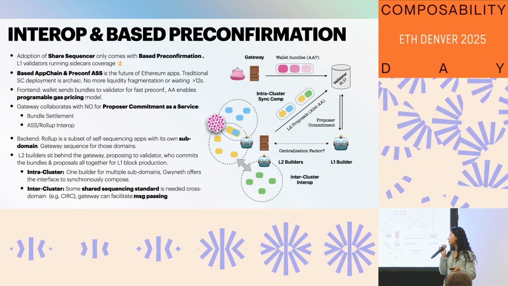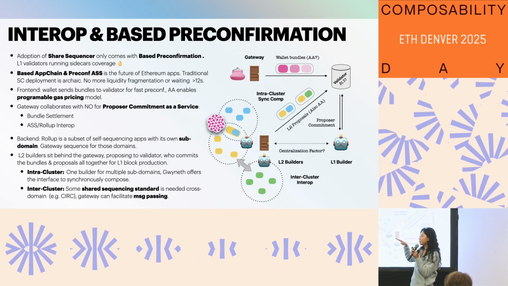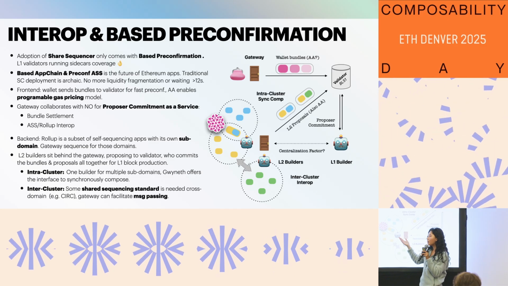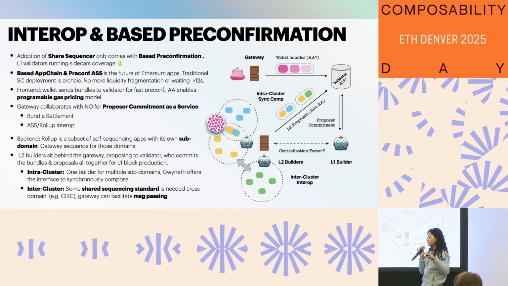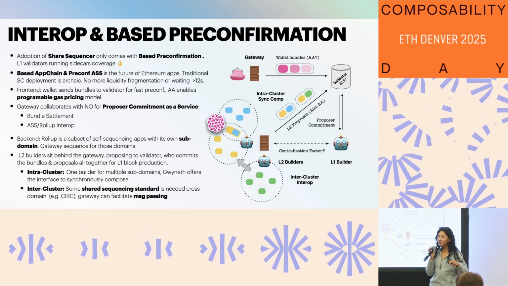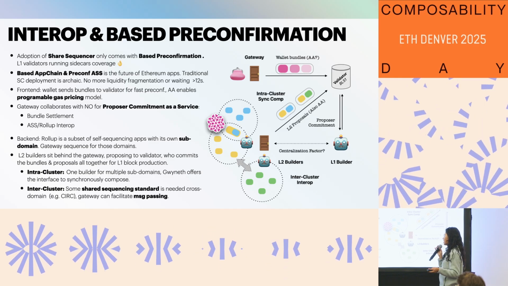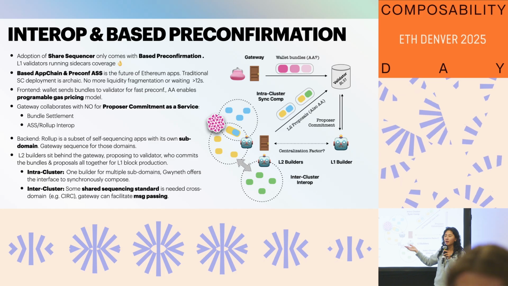For intra-cluster communication, Gwyneth kind of sits right here. That offers you the right interface for synchronous composability, where we have L2 to L2 calls or L2 to L1 calls that relay between each other. For inter-cluster communication, if we do have some shared sequencing standard, then it also makes sense for this gateway over here to facilitate message passing.